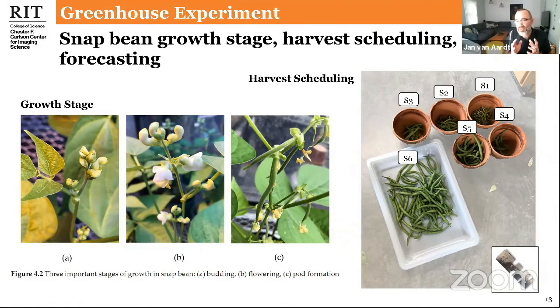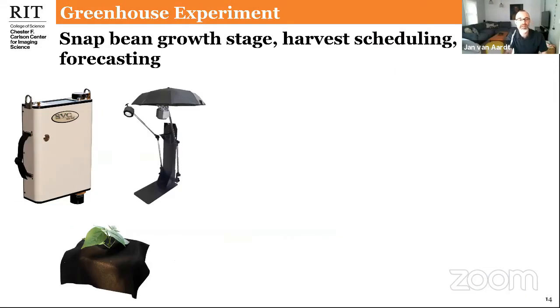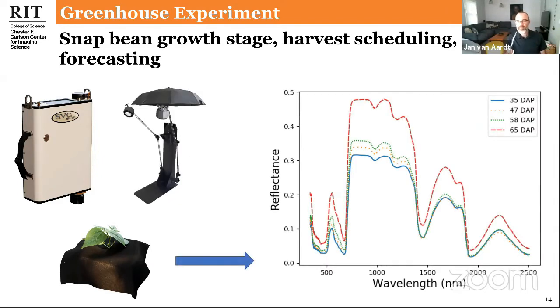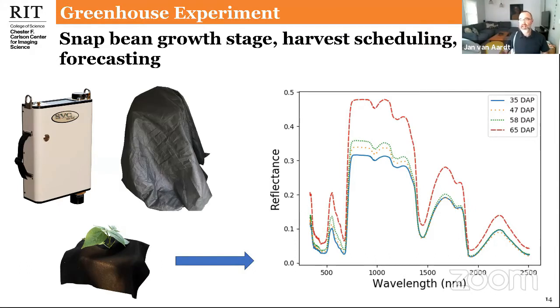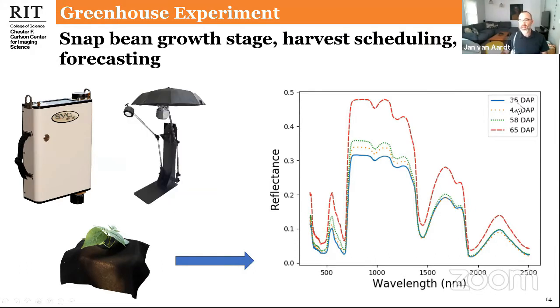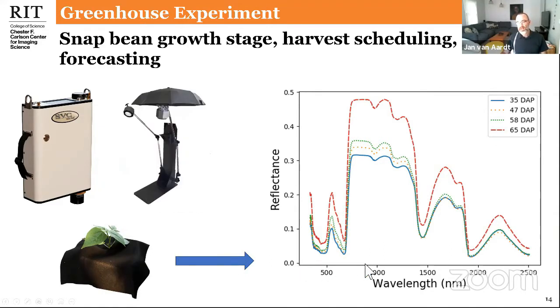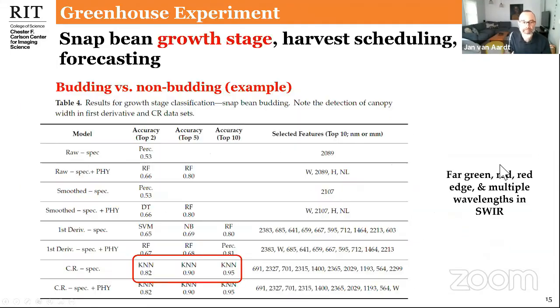So can we actually classify bean stage using spectral information? Here's just an example of the setup that you've seen with that drape over the sensor. And here is some of the spectral information. DAP, days after planting. And here you can see spectral information, just as an example, from visible, near infrared through shortwave infrared for different days after planting. So let's just look at an example. So Amir used a bunch of different approaches, from random forest to perceptron to some deep learning methods to support vector machines.